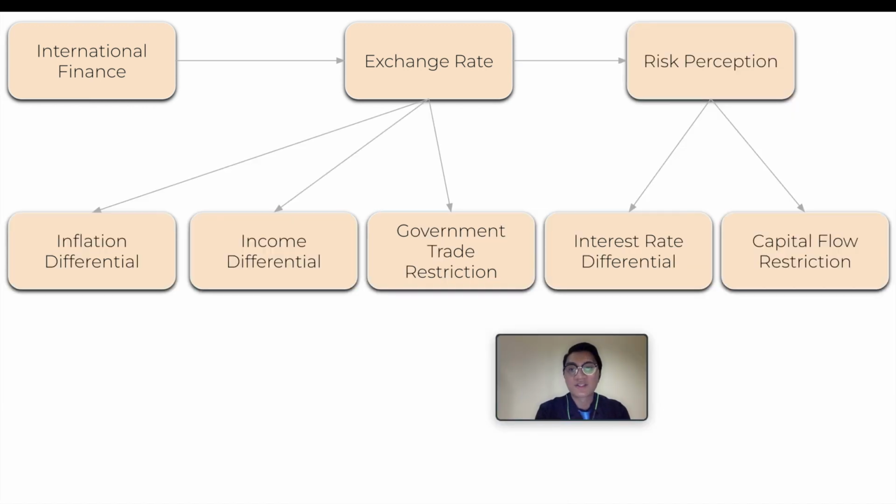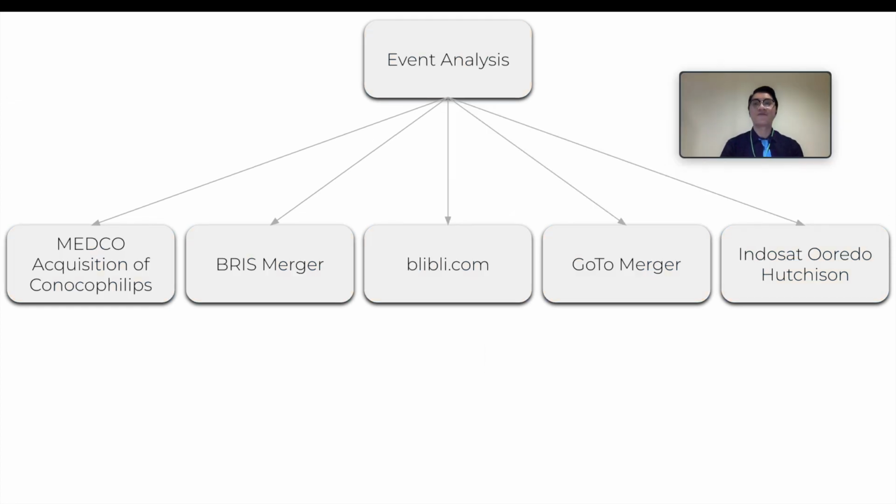We also discussed exchange rate, which is about inflation differential, income differential, government trade restriction, and also interest rate differential and capital flow restriction as the risk perception. After that, we had different kinds of event analysis from different groups. The first group discussed the Medco acquisition of ConocoPhillips. The second group discussed the Breeze merger. The third group discussed Blibli.com. The fourth group was about the GoTo merger. And last but not least, Group 5 was about Indosat Ooredoo Hutchison.